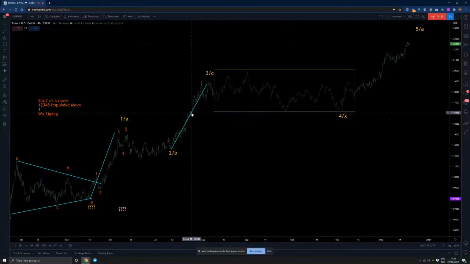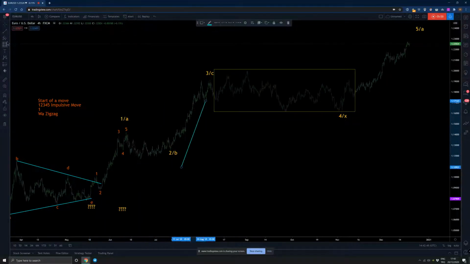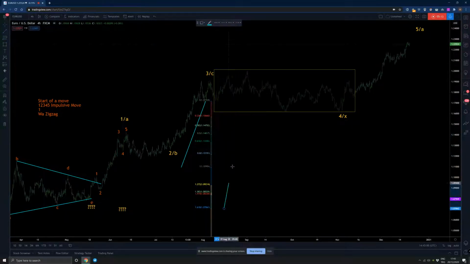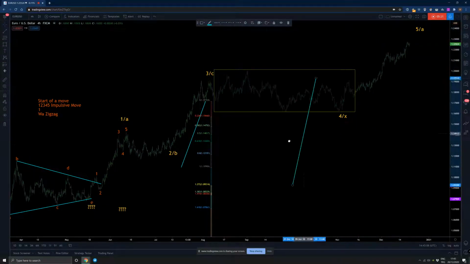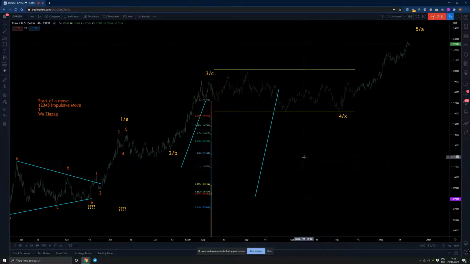Okay, so this is it. And when you take 161.8 out of this move, okay, I'm sorry, you should have a minimum target of this for either the third wave or the fifth wave, because in an impulsive move, either the first wave or the third wave or the fifth wave has to make an extension. Okay, that's the rule of an impulsive move.